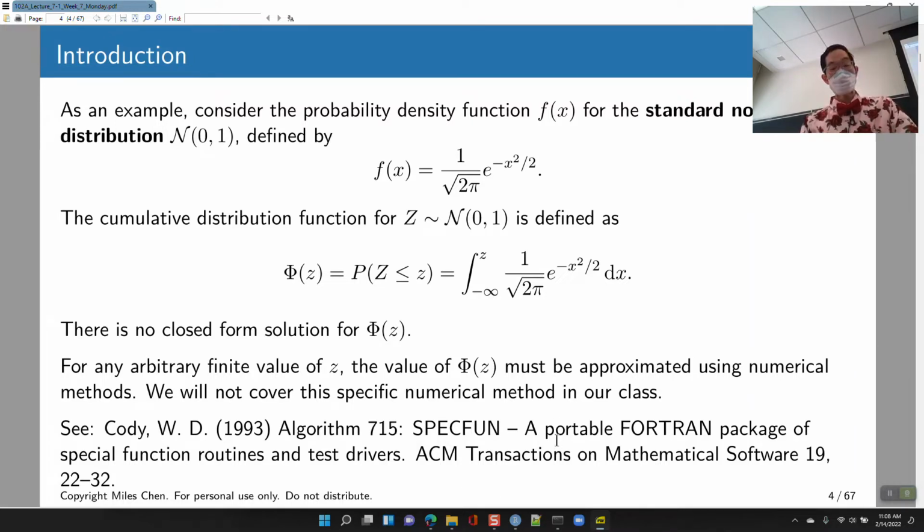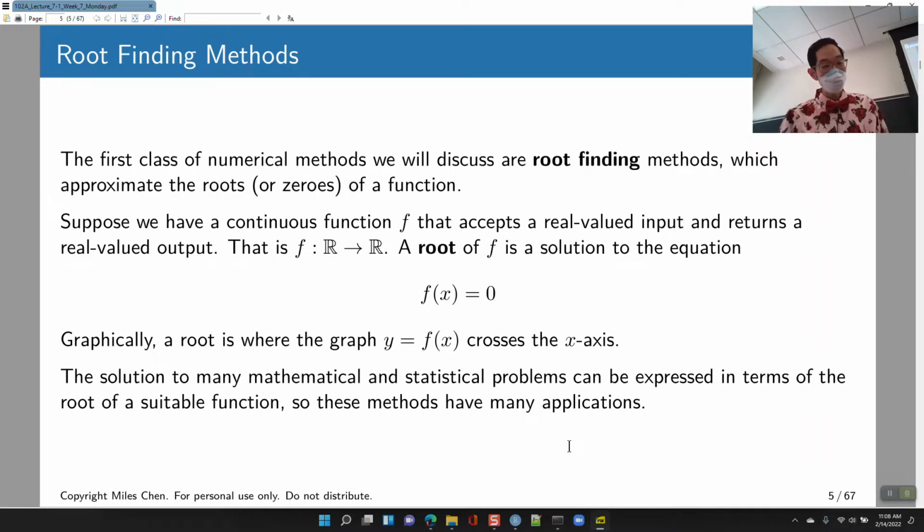Okay, and so that's what we're doing. We're going to rewind a little bit and start with some very basic numeric methods. Our first class of numeric methods will be root finding methods, and these will be, how do we find the root of a function? The root of a function is basically where the function is equal to 0, or if you just think of drawing the function, it's where the function crosses the x-axis. And how do we figure that out?